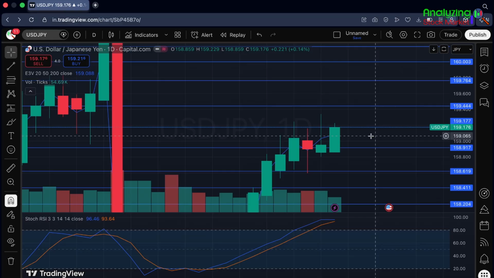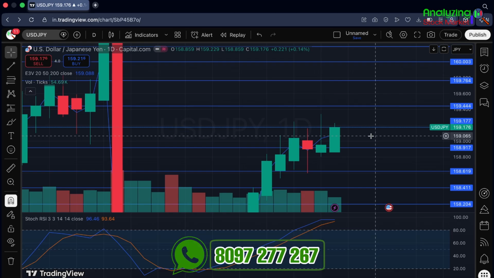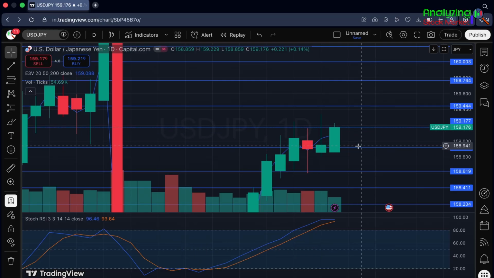So now let's talk about my opinion for this week in USD JPY. According to the previous week's momentum, I'm expecting a negative closing in this range, which is the no trading zone, 158.917 to 159.177. I'm expecting a negative closing in this range for this week, till Friday. We can expect an opening in an upside range, or a gap up range.